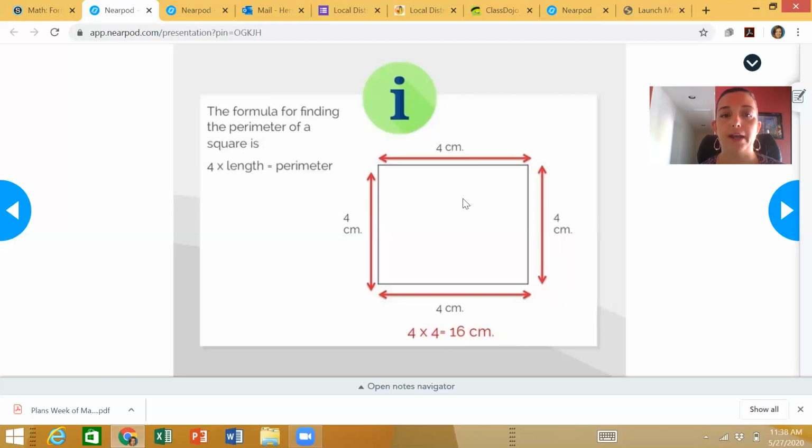The formula for finding the perimeter of a square is 4 times the length equals the perimeter. For a square, you can just multiply the side 4 times because all 4 sides have the same measurement. So each side is 4 centimeters and there are 4 sides. So 4 times 4 equals 16 centimeters for the perimeter of the square.